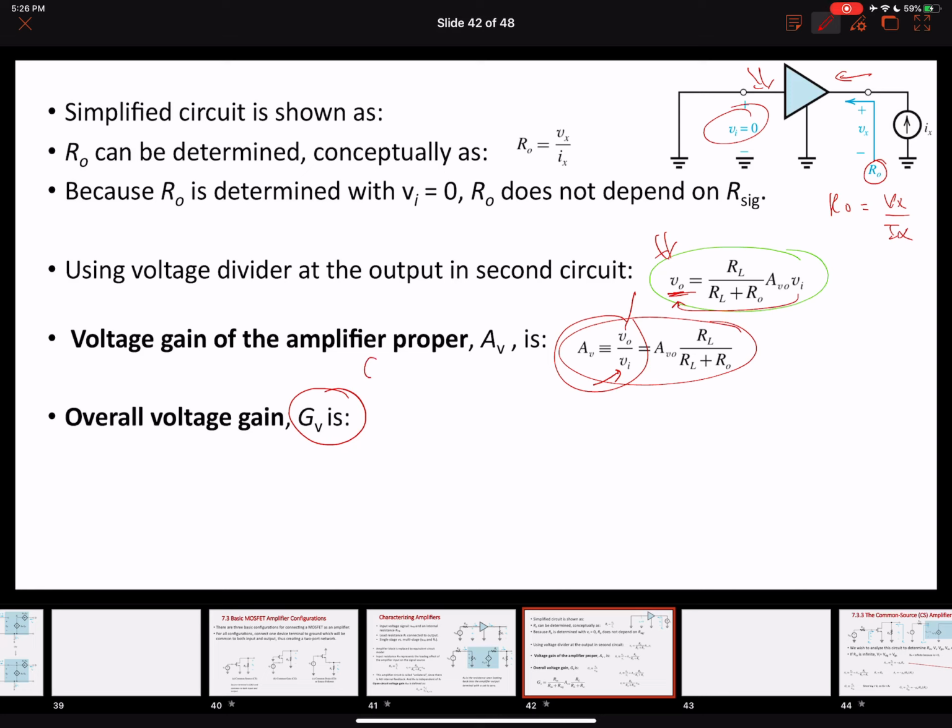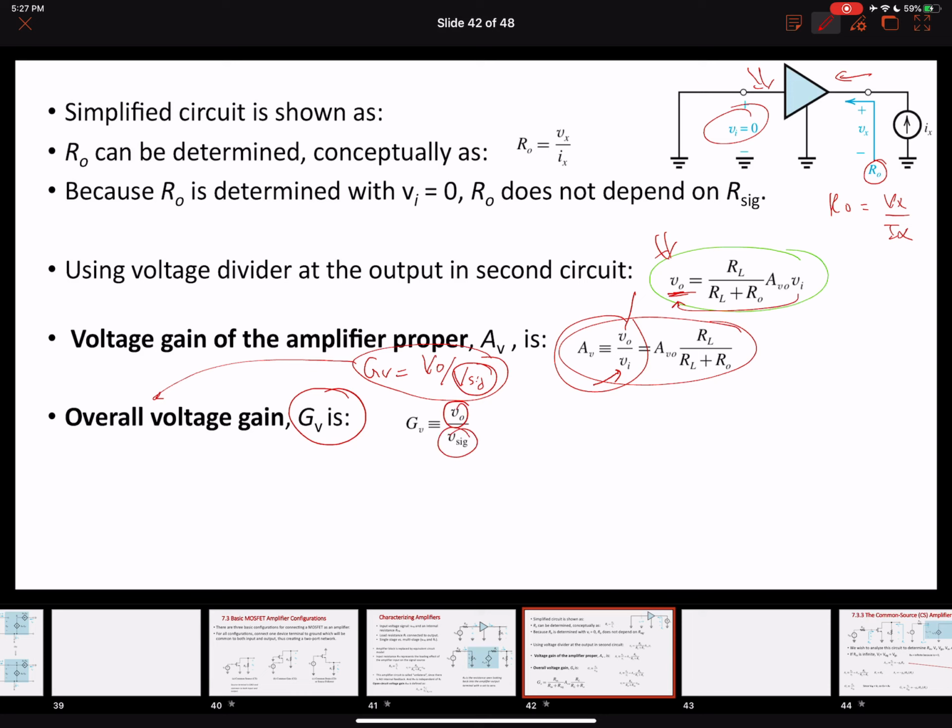So what will Gv be? Gv will be the output voltage that gets amplified relative to the signal voltage. This was our actual input voltage that we were interested in amplifying, which we denote over here with Vsig. And V0 is the output voltage of the amplifier circuit. So using this, we can define the overall voltage gain. Now we have V0 and we have Vsig.